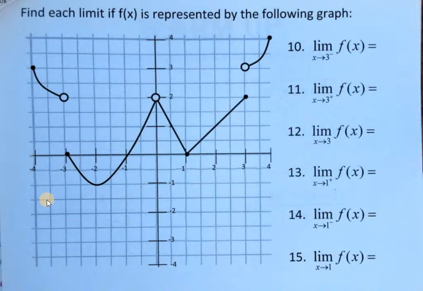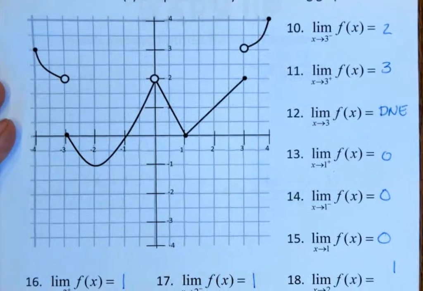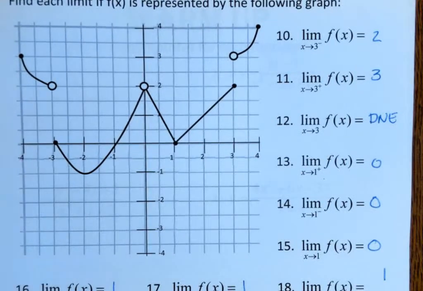All right, let's take a look at our answers for this. Looking at the first group, as we go down the side, 2, 3, DNE, 0, 0, 0. It's like a song. 2, 3, DNE, 0, 0, 0. No, not a cool song? Questions on 10 through 15? No.